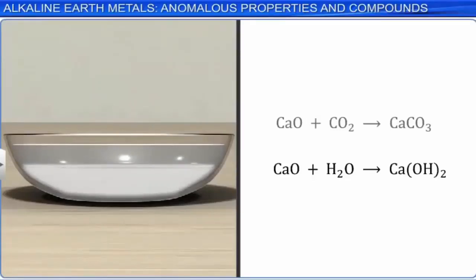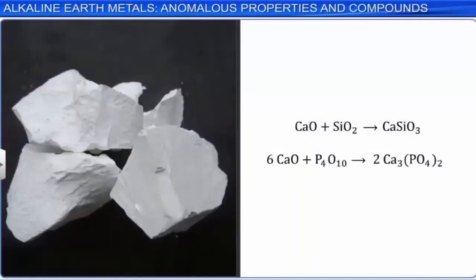This reaction also shows that calcium oxide is a basic anhydride, since its reaction with water forms calcium hydroxide, which is alkaline. Calcium oxide is a basic oxide, and thus can combine with acidic oxides at high temperature. For example, reactions with silicon dioxide and phosphorus pentoxide are given here.